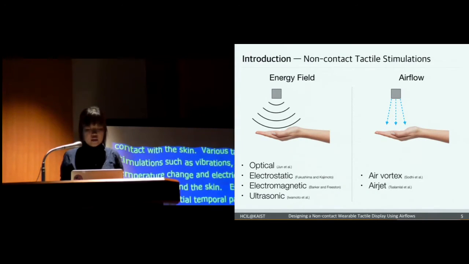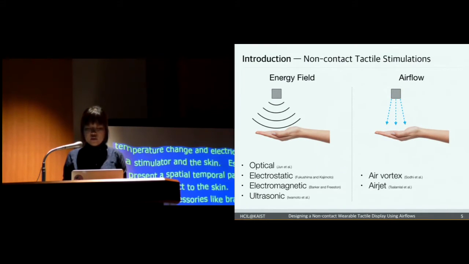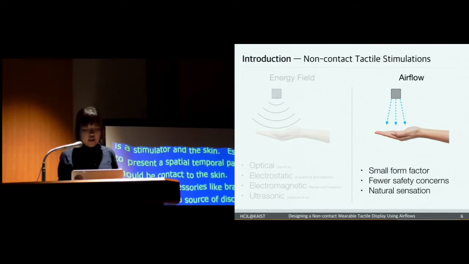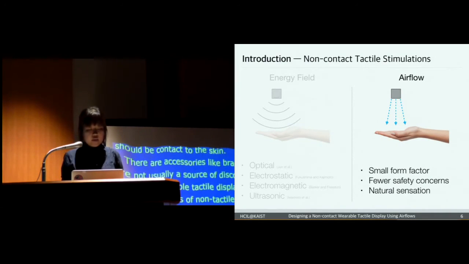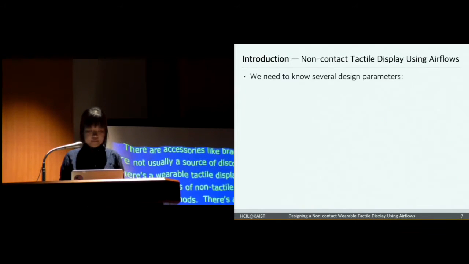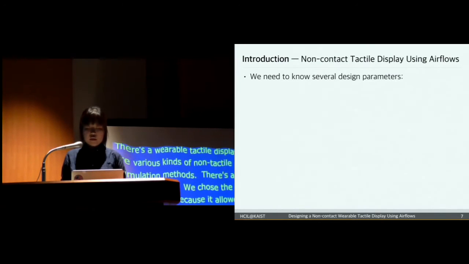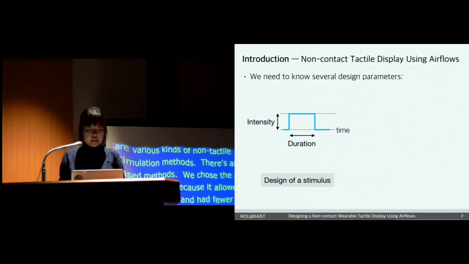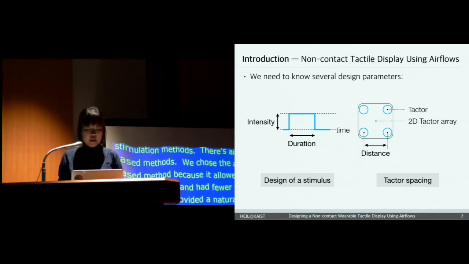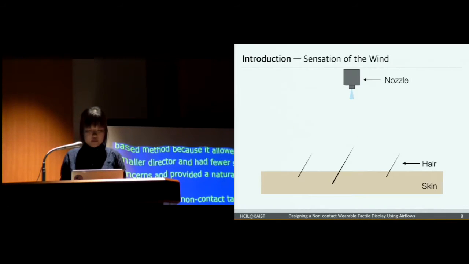There are various kinds of non-contact tactile stimulation methods. There are two main categories, energy field-based and airflow-based methods. We chose the airflow-based method because it allowed for a smaller form factor, had fewer safety concerns, and provided a natural sensation. To design a non-contact tactile display, we needed to know several design parameters, such as intensity and duration of a stimulus, and in the case of a two-dimensional tactile display, the distance between tactiles.